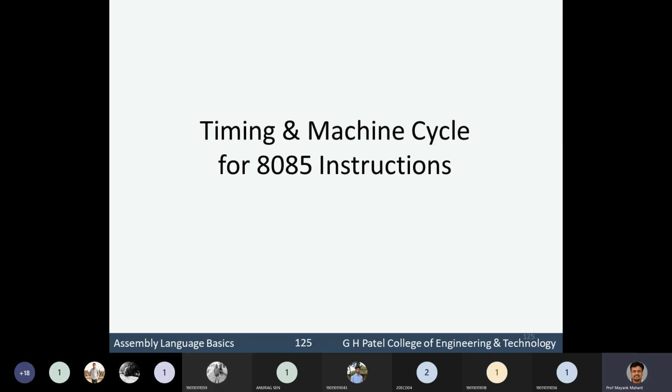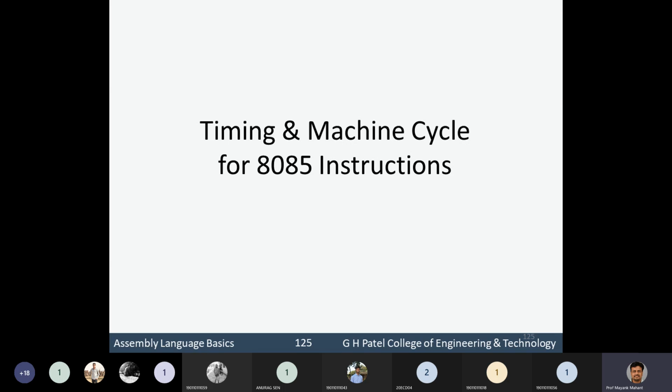But I would like to discuss timing and machine cycles. Timing is very important. You always need to keep track of which instruction the microprocessor is executing. Nowadays we have an operating system that does all the things for us, but previously we did not have an operating system. The programmer needed to keep track of everything the CPU was doing.